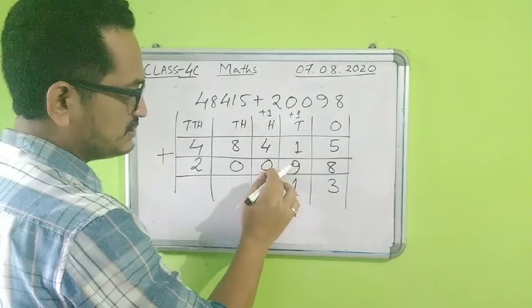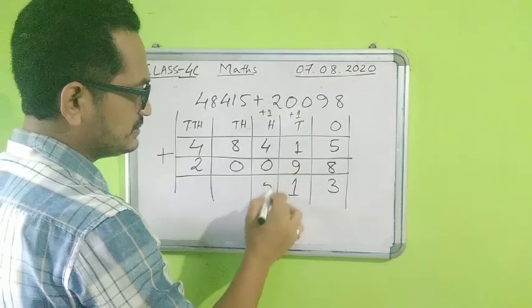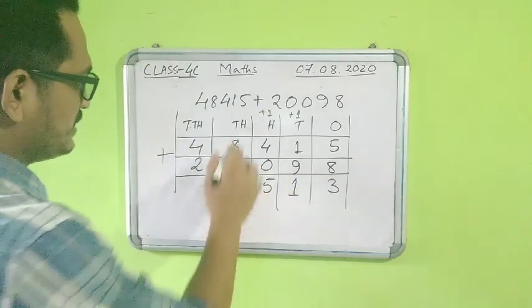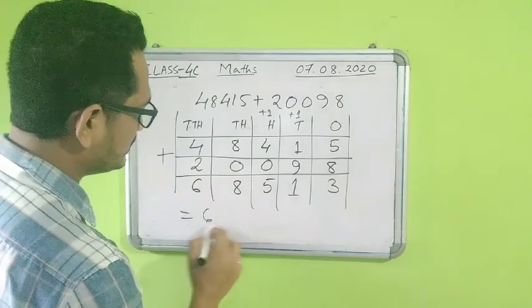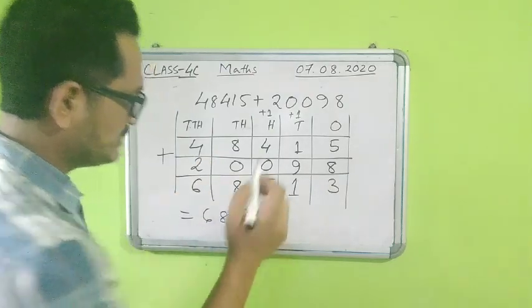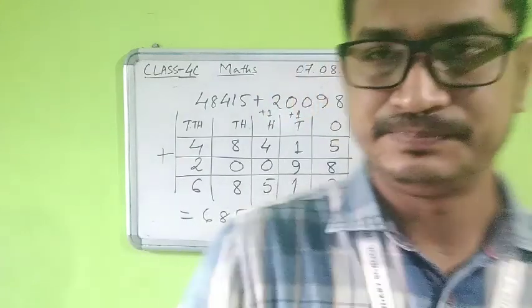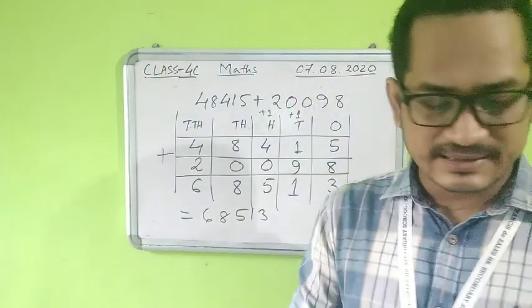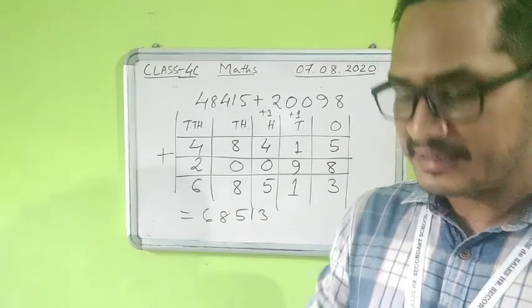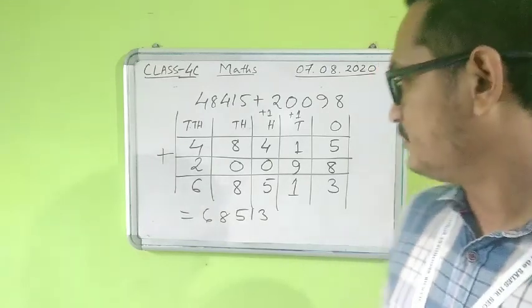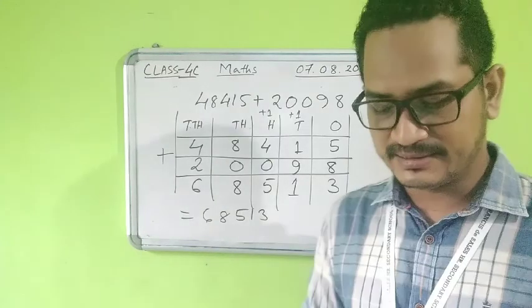Then 4 plus 0, it is 4, plus 1, it is 5. 8 plus 0, it is 8. 4 plus 2, it is 6. So the answer we got is 68,530. Fine. So it is written already. So how the answer is solved, it is already given. Step by step it is given. And finally you got the answer 68,530.